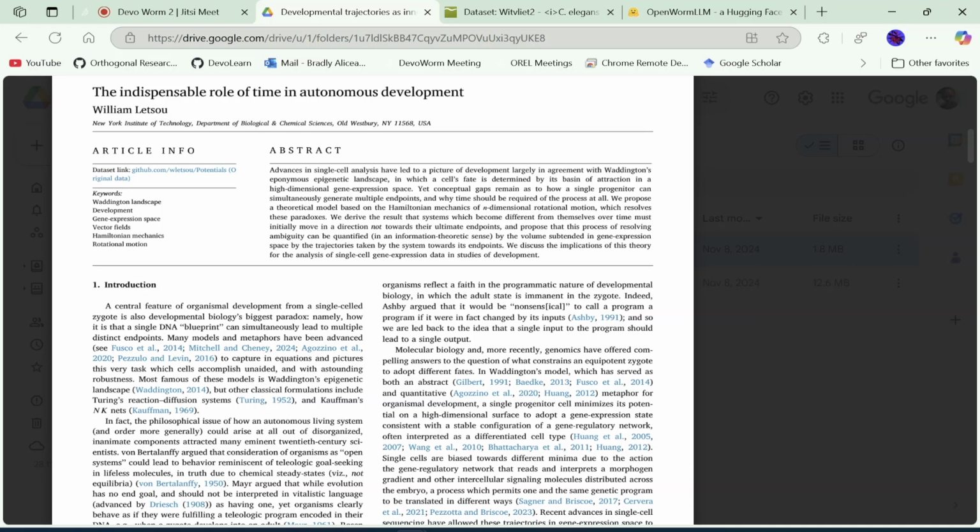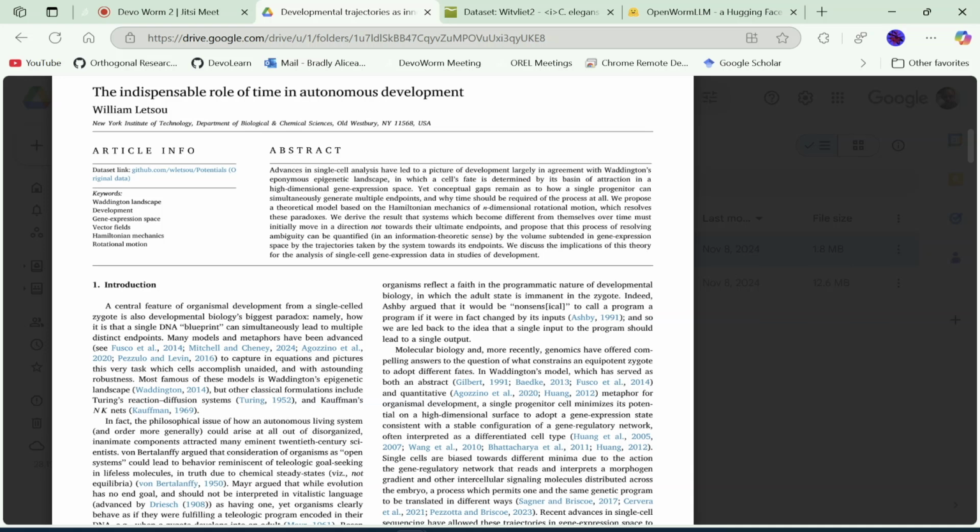Conceptual gaps remain as to how a single progenitor can simultaneously generate multiple endpoints and why time should be required of the process at all. We propose a theoretical model based on Hamiltonian mechanics of n-dimensional rotational motion, which resolves these paradoxes. We derive the result that systems which become different for themselves over time must initially move in a direction not towards their ultimate endpoints, and propose that this process of resolving ambiguity can be quantified in an information theoretic sense by the volume subtended in gene expression space by the trajectories taken by the system toward those endpoints.